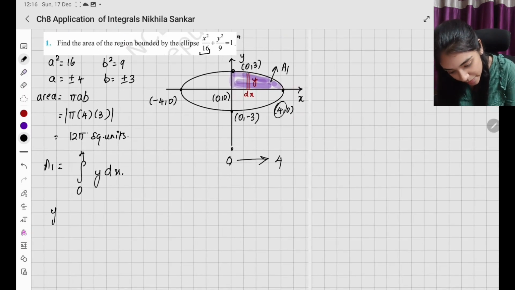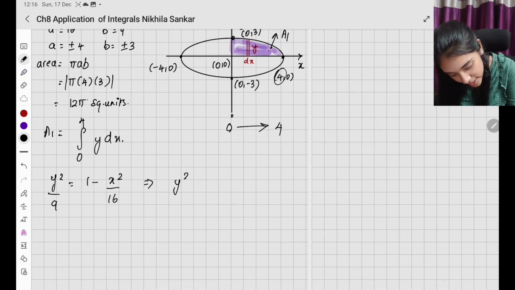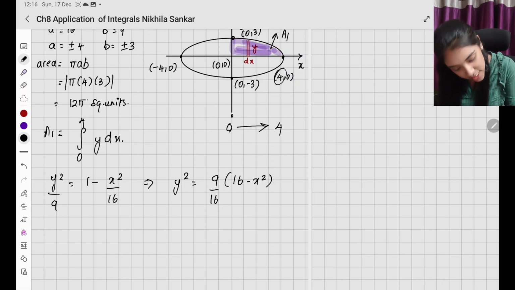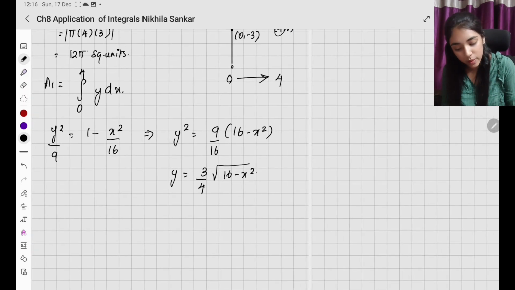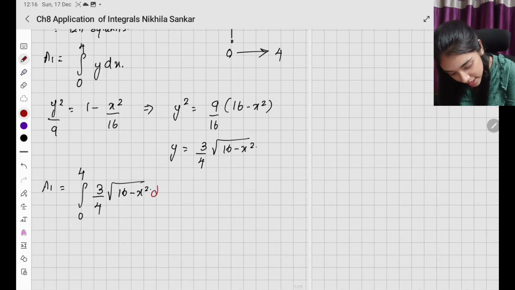Now what am I going to substitute for y? I am going to take y square by 9 equals 1 minus x square divided by 16. So from this I have y square equals 9 divided by 16 times 16 minus x square. So I have y equals 3 by 4 square root of 16 minus x square. Now when I take the integral, I have a1 equals 0 to 4. What will I put for y? I have 3 by 4 square root of 16 minus x square, times dx.